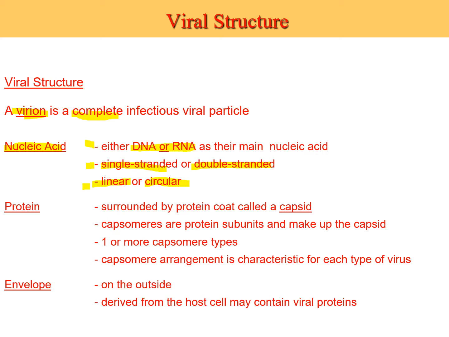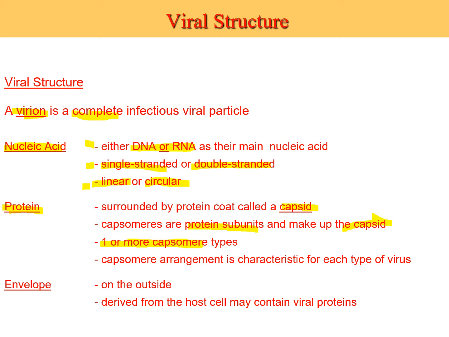These are typical things that are used to categorize viruses, whether it's DNA or RNA, single-stranded or double-stranded nucleic acid, and linear or circular. Those three things are key identifying characteristics. The protein coat around the virus's nucleic acid is also important in identification. It's a protein coat called a capsid. It is made up of one or more capsomeres. The capsomeres are protein subunits that make up that capsid.